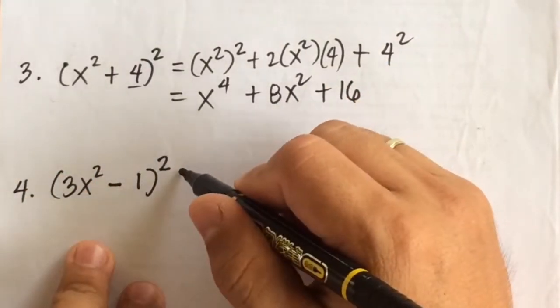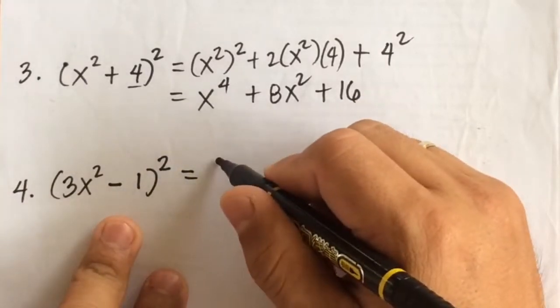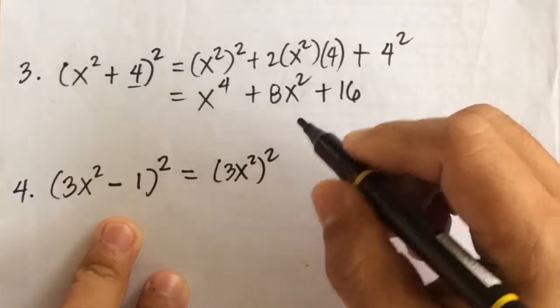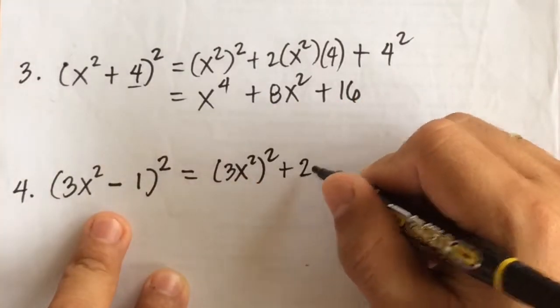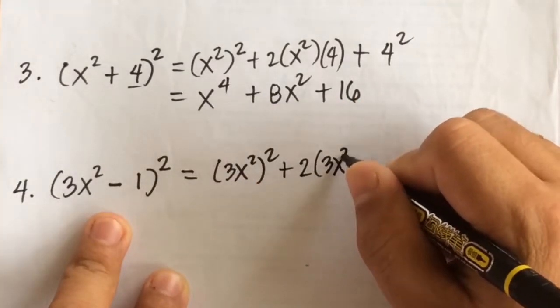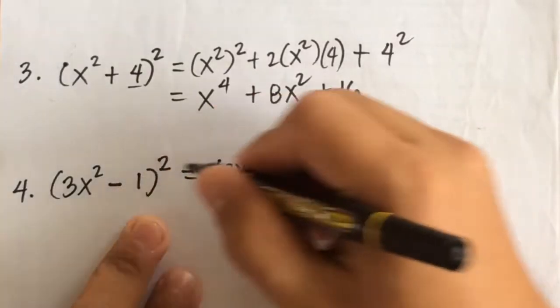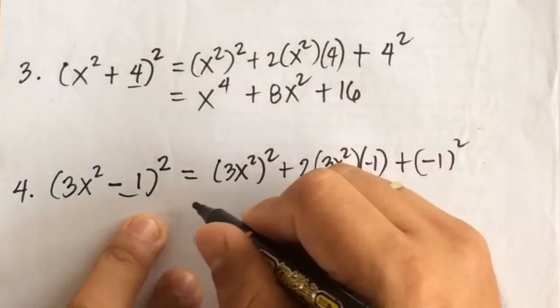Then the last number, the quantity of 3x squared minus 1, squared, that will be the square of the first term, so (3x squared) squared, then added to twice the product of the two, so twice of 3x squared times negative 1. And last will be the square of the last term, negative 1, so we're going to have (negative 1) squared.